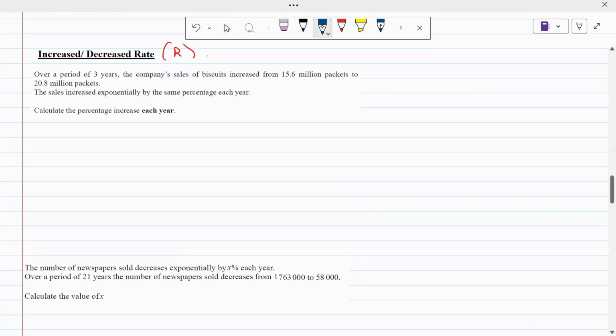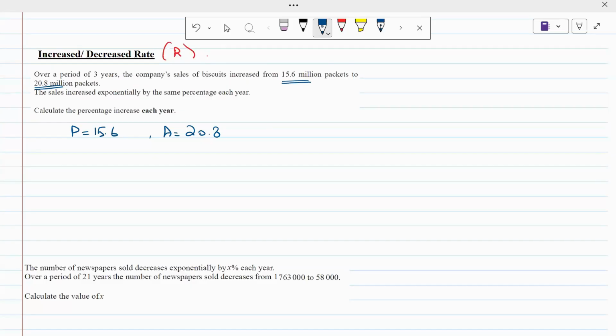Over a period of 3 years, the company's sales of biscuit increased from 15.6 to 20.8. So from 15.6, that means 15.6 was the initial value for us. That is P for us, 15.6. You don't need to write the zeros of million. We keep the answer with the unit millions only. So you don't need to write the 6 zeros representing the million. So P, the initial value is 15.6, and 20.8 is the increased value given to us, which is A.